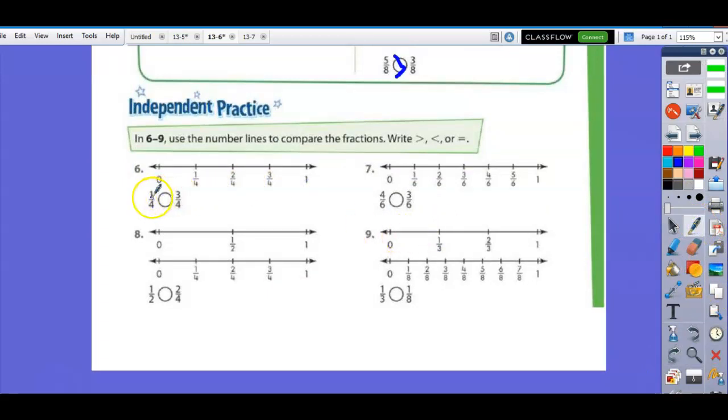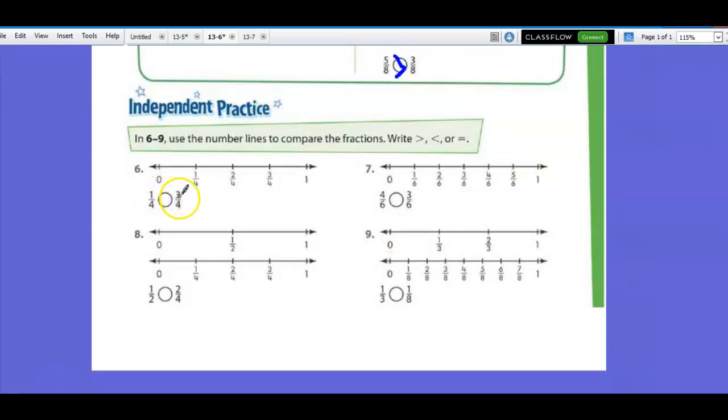So is 1/4 greater than, less than, or equal to 3/4? So I just mark it on the number line, 1/4 and 3/4. And once again, I know because they have the same denominator, and here there's only 1 part, and here there's 3 parts, I know that 1/4 is less than 3/4. I also can see that 1/4 is closer to 0 and 3/4 is closer to 1.